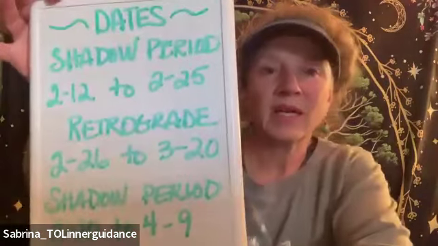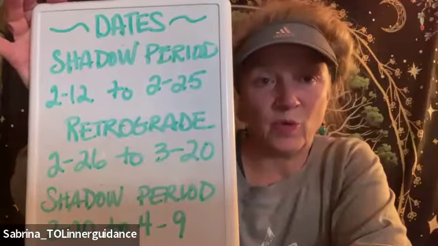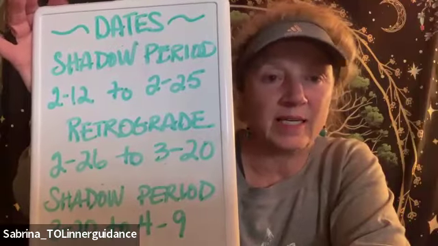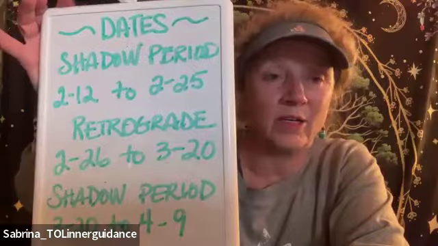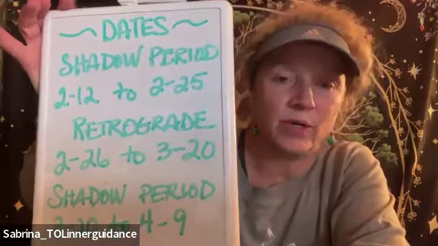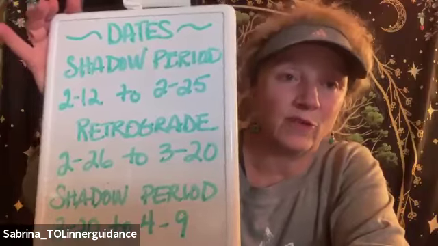So what I'm going to just quickly do is show you those dates again in case you missed them. The shadow period for Mercury retrograde in Pisces, 2/12 to 2/25-ish. It goes retrograde 2/26 to 3/20. Depending on where you are, you can look up that time. All you got to do is Google. Google will tell you what time where you are. And then the shadow period on the other end is 3/20 to 4/9. So we've got a couple of months that things could potentially get a little goofy.